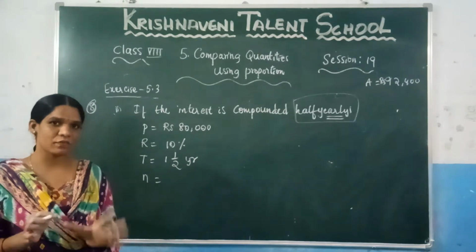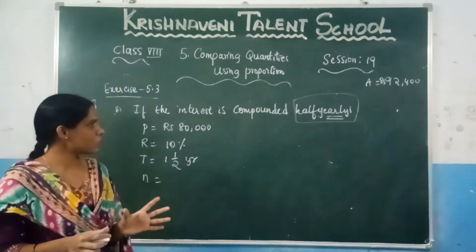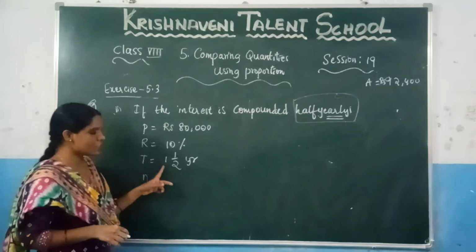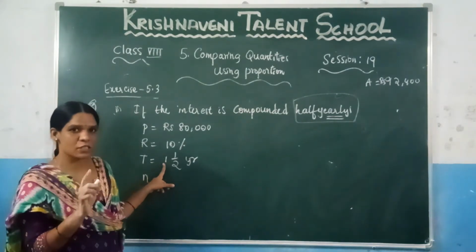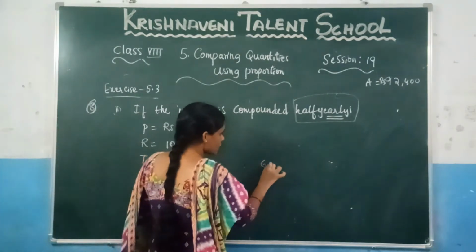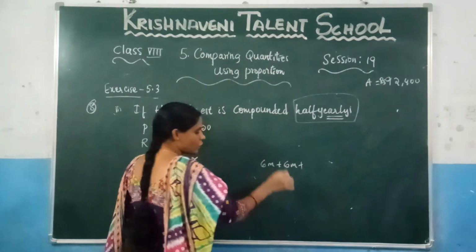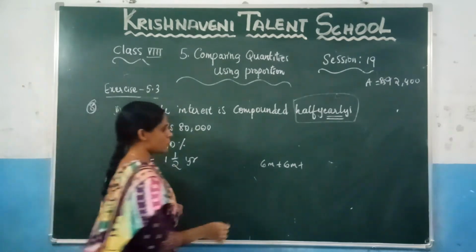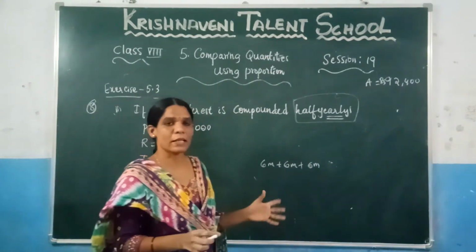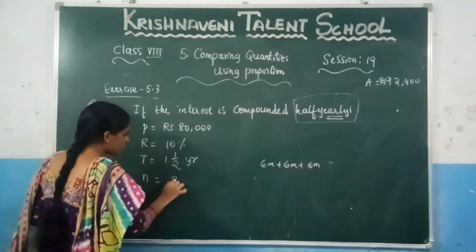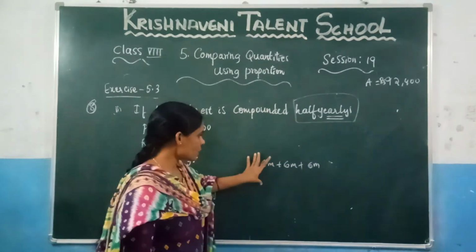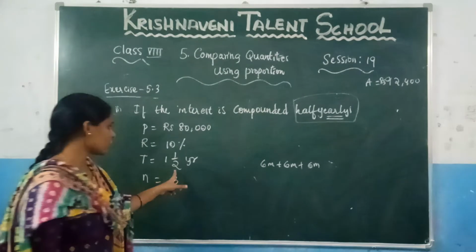Now here you need to find the conversion period. That means how many times that is equal to 3, because we are taking here the time period as 6 months. 6 months plus 6 months plus 6 months, which gives you here 1.5 year.